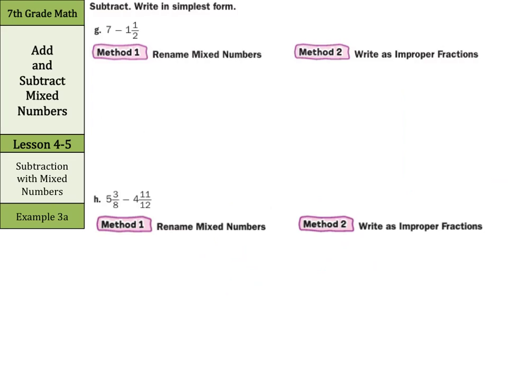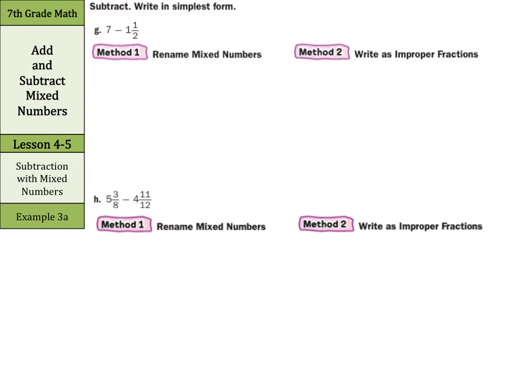Well, as you can see now, we have several different methods for solving these questions. Method 1 involves renaming using mixed numbers. And method 2 is writing as improper fractions. Now, you can use either method. You can mix the methods as you go. If you want to use method 1 sometimes and method 2 at others, that's fine. If you want to just stick with one or the other, that's fine as well. Do whatever you need to do to be successful.